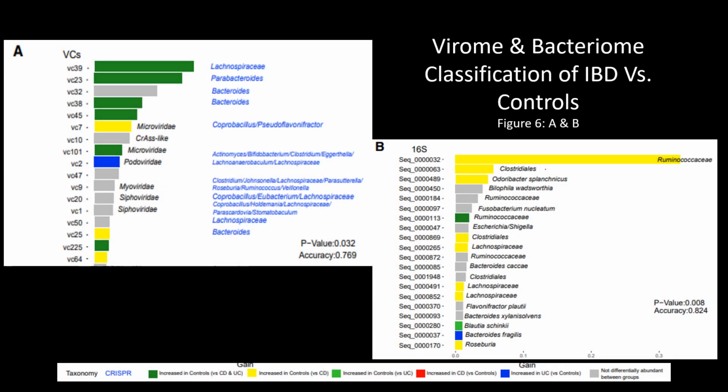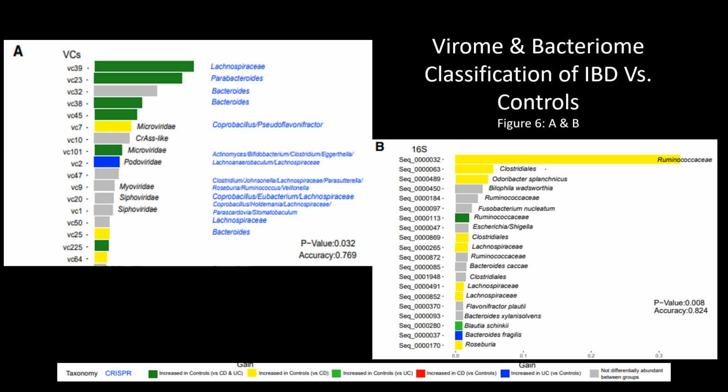Figure 6, A and B is showing virome-based classification, and it shows the top 20 viral clusters that contribute to IBD patients versus the controls. The accuracy in distinguishing IBD from the controls is 76.9%, and that's shown down here. And that's indicating a statistically significant predictive power.